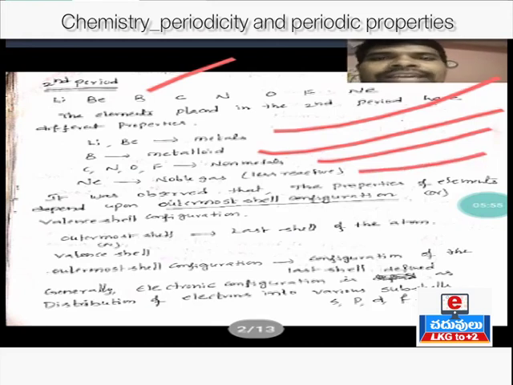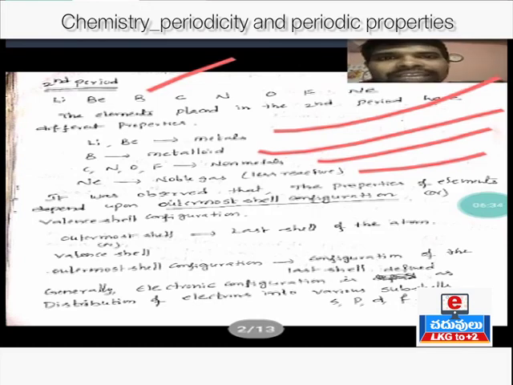Neon is a noble gas. Here, if you look at the second period, you can see different kinds of elements. Lithium, beryllium are metals. Boron is a metalloid. Carbon, nitrogen, oxygen, fluorine are non-metals. Neon is a noble gas. Clear? Understood? If you take second period elements, they have different physical and chemical properties. So their properties vary from left to right.